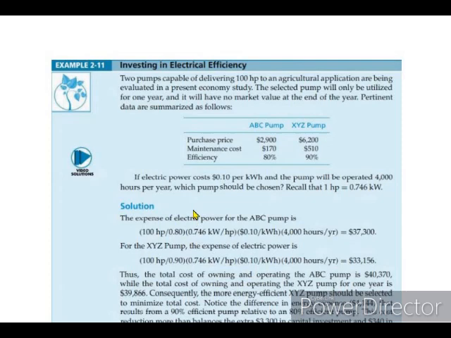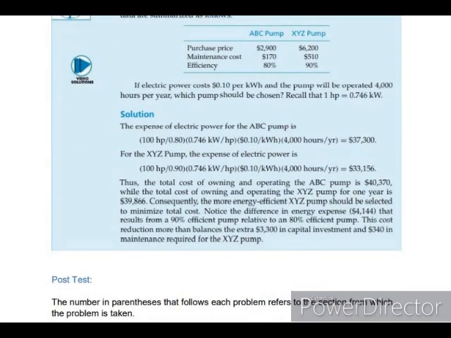The electric power cost is $0.10 per kilowatt-hour and the pump will be operated 4,000 hours per year. Which pump should be chosen? Recall that 1 horsepower is equal to 0.746 kilowatts. So we will decide which pump is more economical. For the solution, the expense of electric power for the ABC pump is written here, so we will put them one by one.